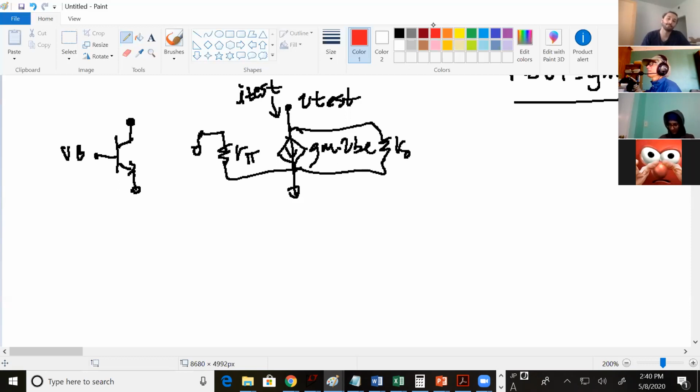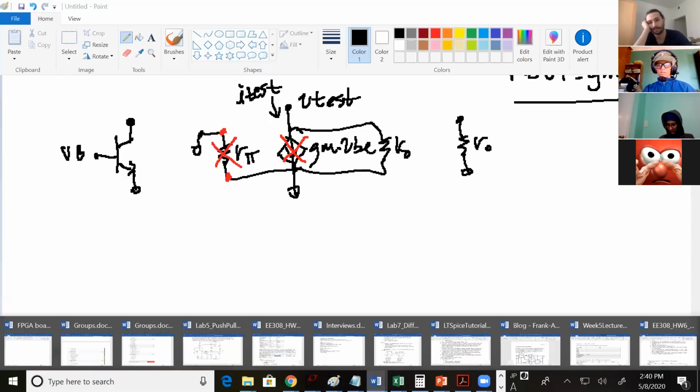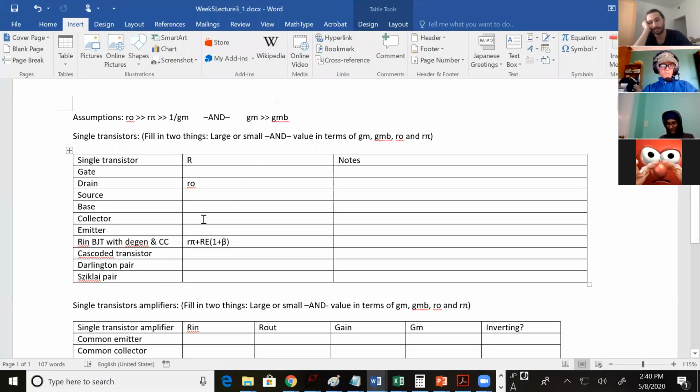Can get rid of the R pi because it's shorted? Yeah, it's got 0 volts here and 0 volts here, so no voltage across it, so that goes away. That drops out the current source, right? Because VB is now 0. That drops out the current source. And what you're left with is, looking at that node, what's the resistance you see? RO. Just RO. Okay, so we know for the collector, it's RO.